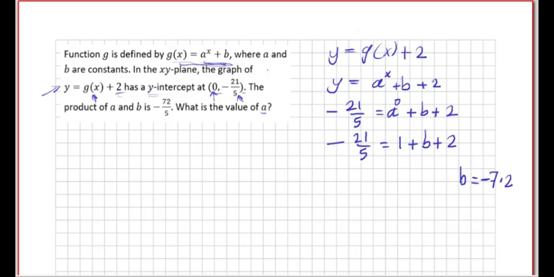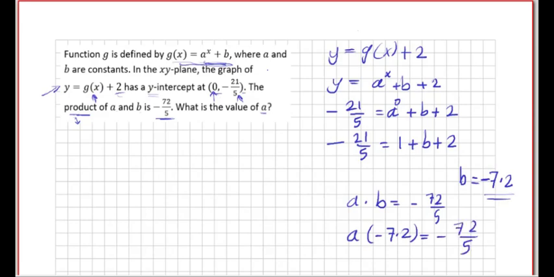But the question here has one more piece of information. It says the product of a and b is this number, negative 72 over 5. Product here means you have to multiply a and b. So let's continue here writing a times b is equal to negative 72 over 5. But we need to replace b with this number. So you can say a multiplied by negative 7.2 is equal to negative 72 over 5.